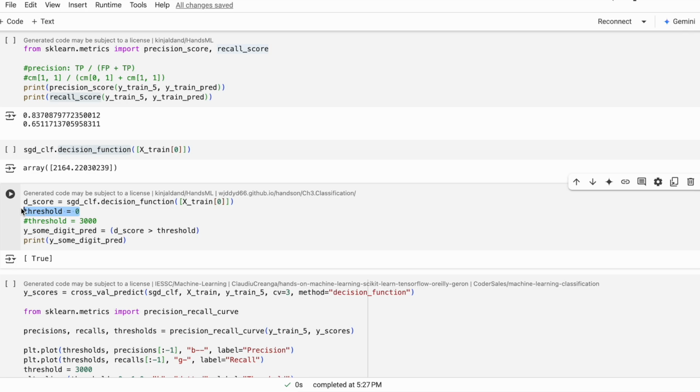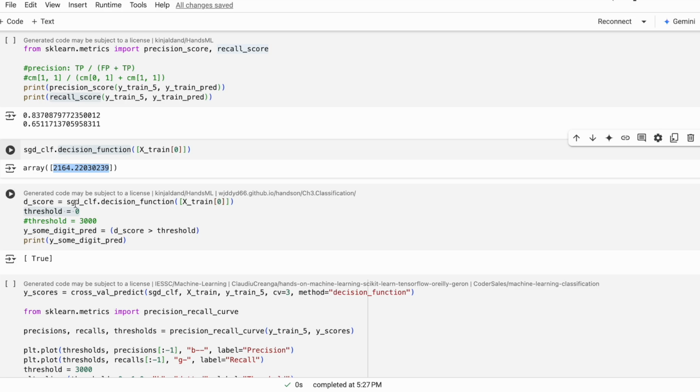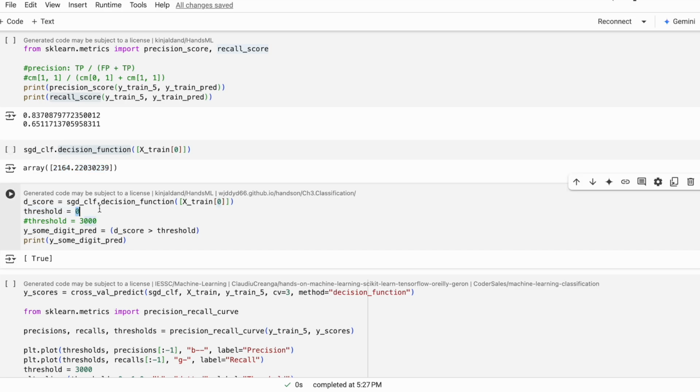Internally, it compares 2164 with 0, and the result is larger than 0. So the output is True. If we raise the threshold to 3000, this input will result in False. If we use 3000 as a threshold, we essentially ask the model to become more precise, but it hurts recall.